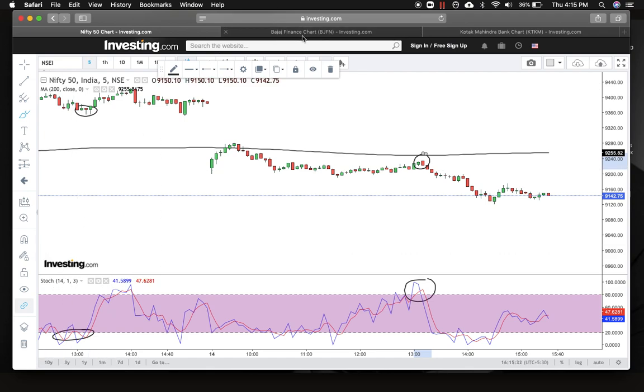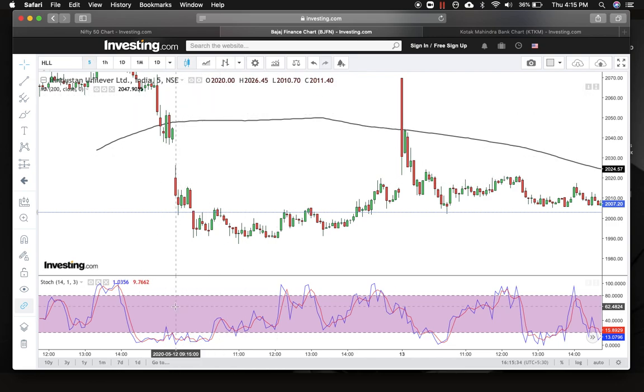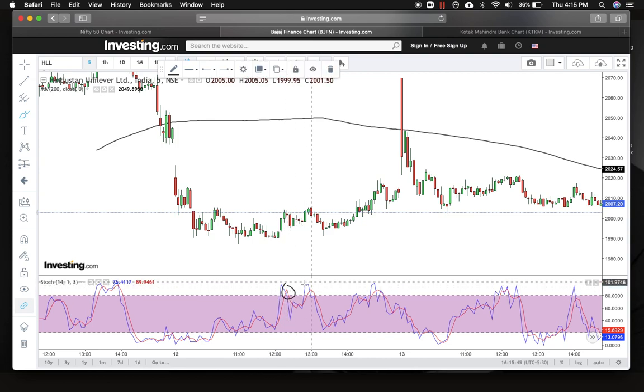Let's have a look at some other charts. This is Hindustan Unilever on 12th of May. So what happened? We are below the moving average, so I'll only be shorting Hindustan Unilever. Let's find some entries. We got one entry in this zone, one entry over here, and one entry over here.